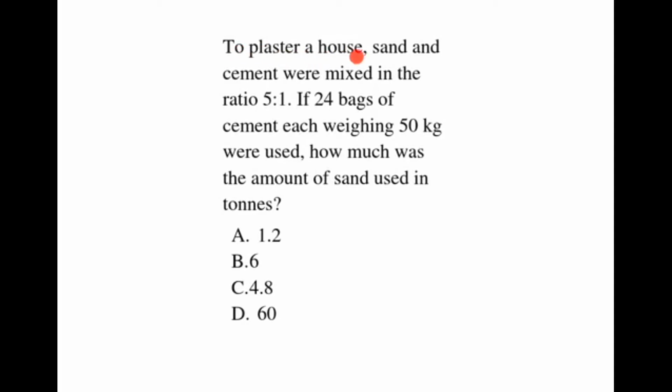To plaster a house, sand and cement were mixed in the ratio 5:1. If 24 bags of cement, each weighing 50 kg, were used, how much was the amount of sand used in tons? Solution.